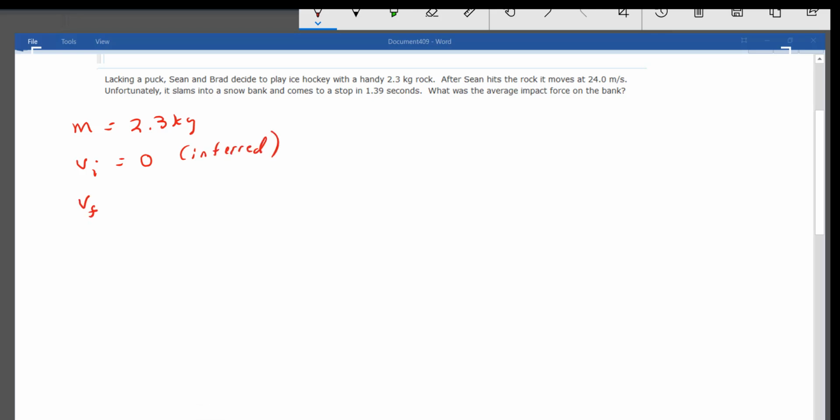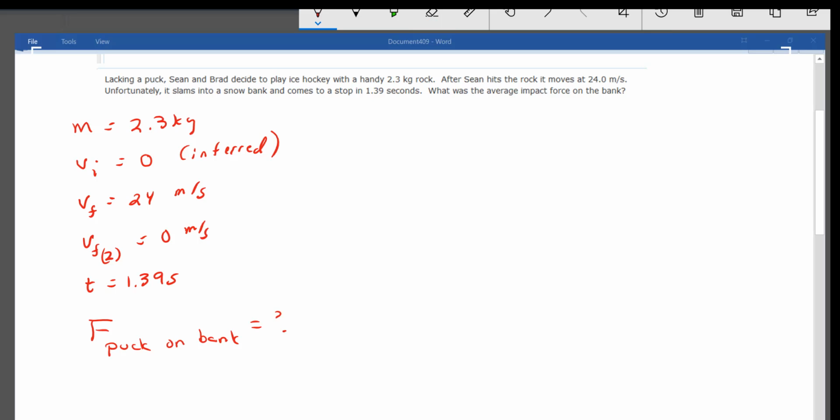Okay, so initially looking at this and reading it, I decided Vi was 0 because he hits the puck first, and Vf was 24 meters per second. But then I have another Vf of 0, so I've got a problem. What area am I really interested in, the beginning or the end? And it really is the end that I'm interested in. The time it takes to stop is 1.39 seconds.